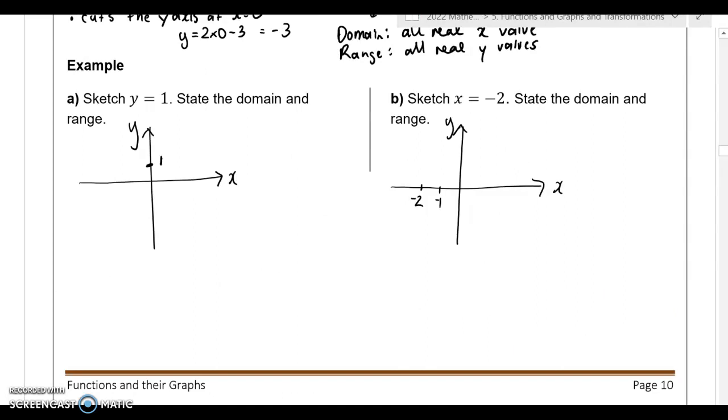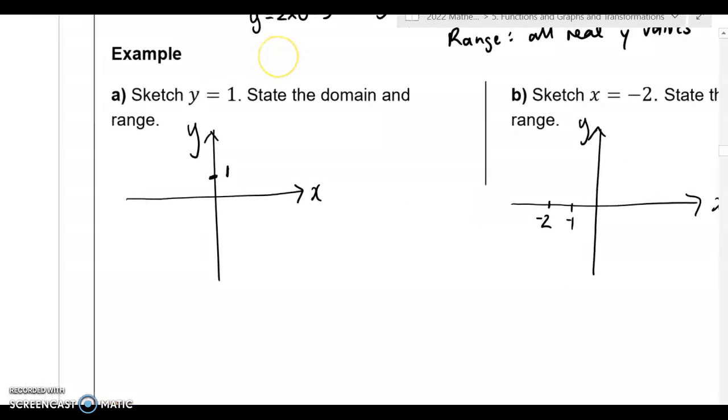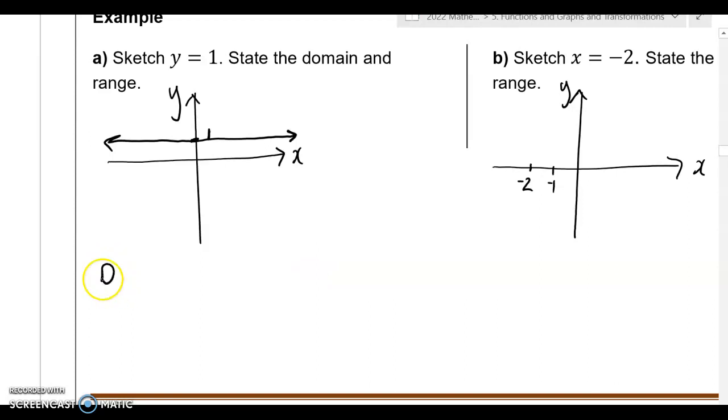Okay, so I've moved down to the next example. The first one here says sketch y is equal to 1. State the domain and range. So y equals 1 is going to be this line here. It's going to be parallel to the x-axis. So no matter what happens to x, y is always going to be equal to 1.